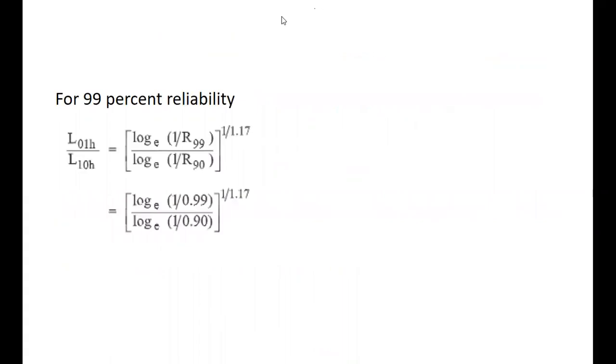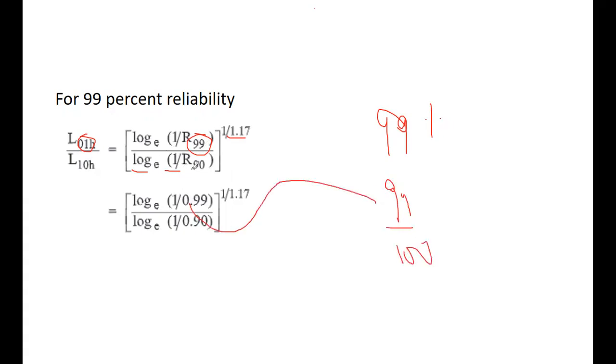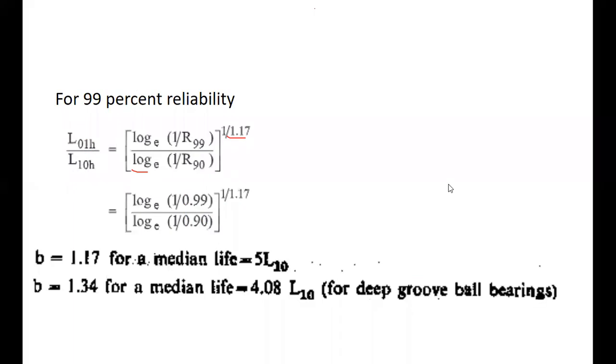So if 99% reliability is there, then L99 is equal to log e of 1 upon R99 divided by log e of 1 upon R90, raised to 1 upon 1.17. For 99% reliability, 99 divided by 100 becomes 0.99. Same way 0.90, divided by 1.17. Then you will get L99 divided by L10. So I showed you for 99% reliability.